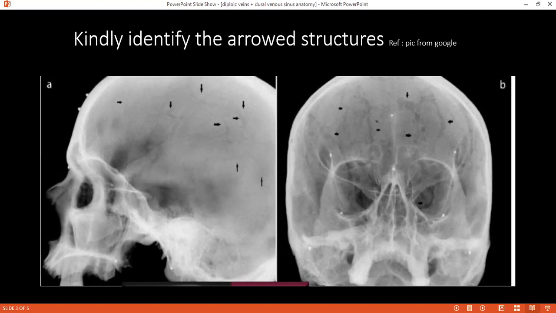Okay, if you can identify ethmoidal sinuses, there are two, if you could see. Or if you can tell me where are the coronal sutures. Would you be able to identify in any of these images? These are the coronal sutures. Yes.